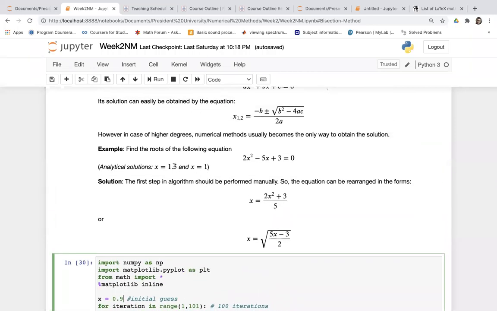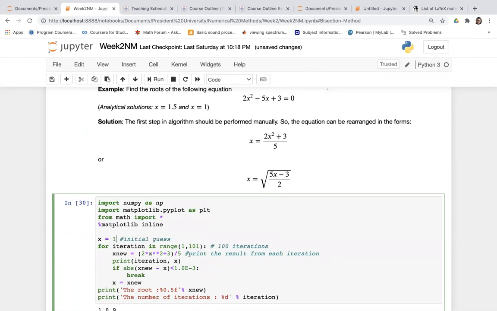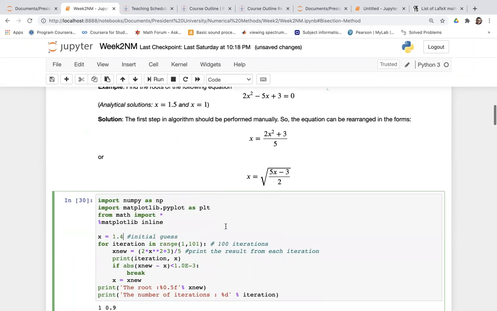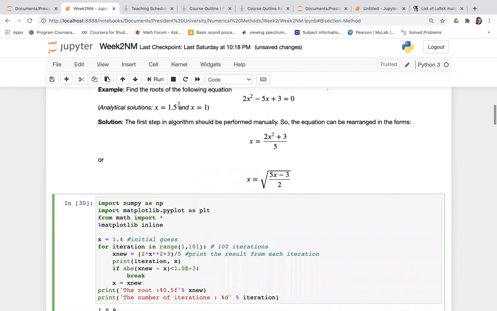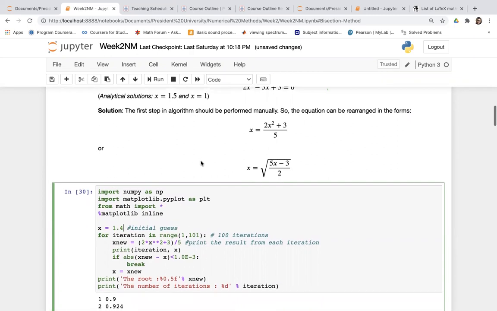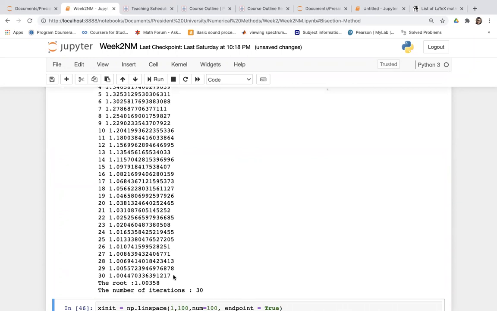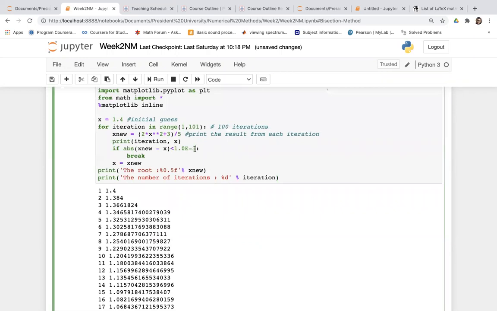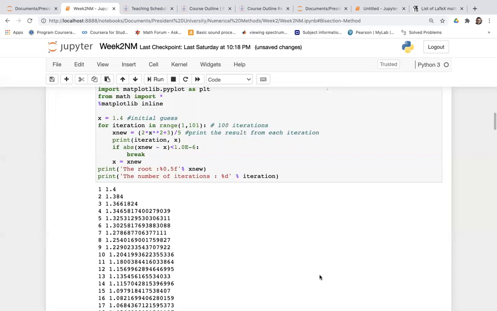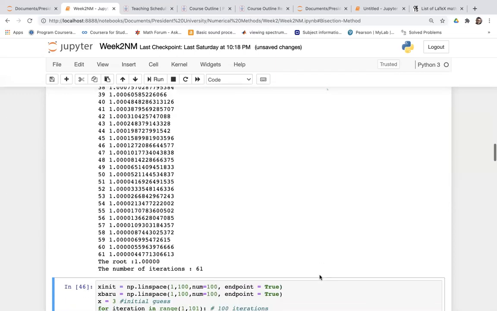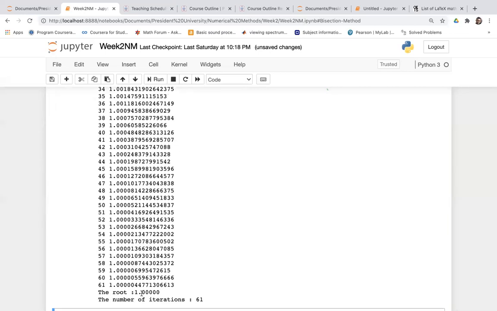Yeah, what about this one? Let's put 1.4. So 1.4 is really close to the second solution, not close to 1. Okay, let's see the result. Still 1. Okay, let me give a smaller tolerance, -6. So it needs 61 iterations, but the result is 1, not 1.5.